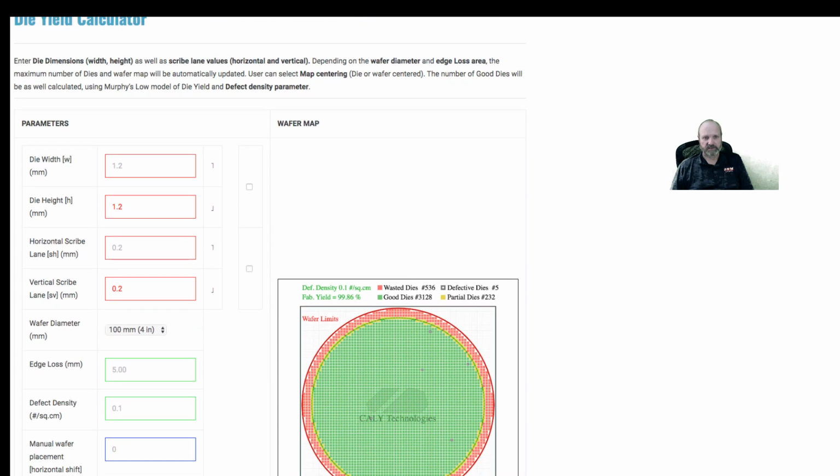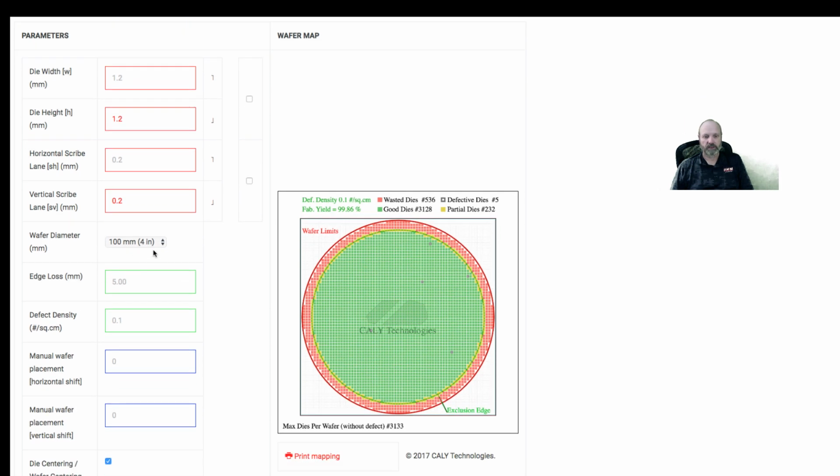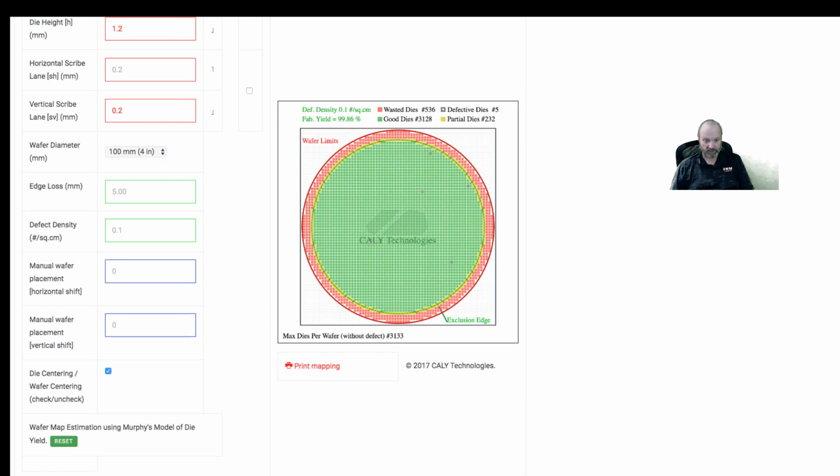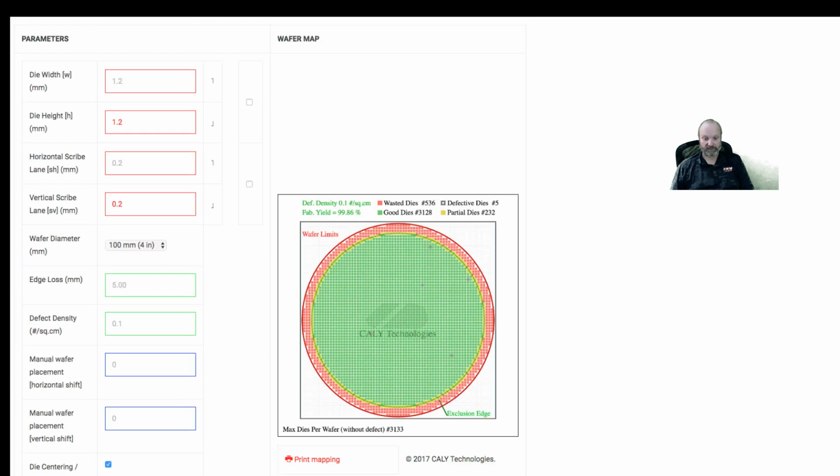So this is a die yield calculator. You can put in your die width and then your scribe lines, how big your wafer is, how much you lose on the edge of the wafer, your defect density, right? Usually you have kind of a ballpark figure for your process and for your clean room. And then you can move the die around left and right and up and down to see how things work. We're not going to worry about that right now.